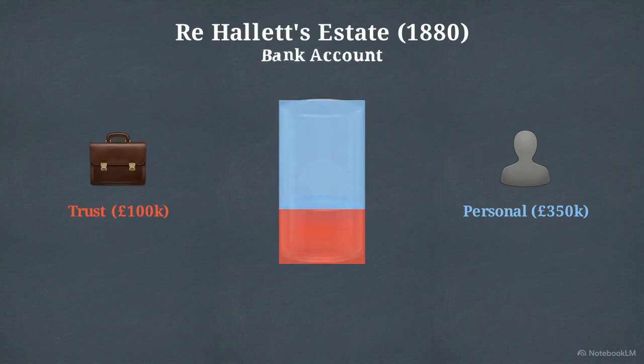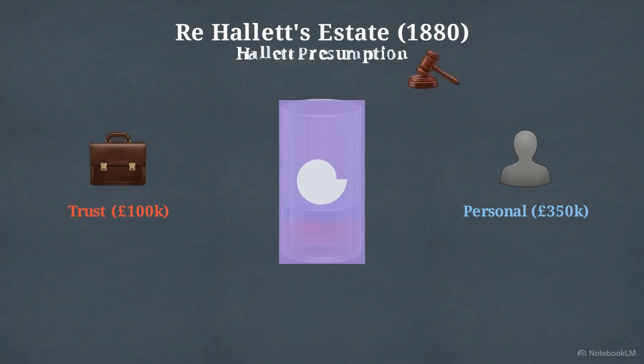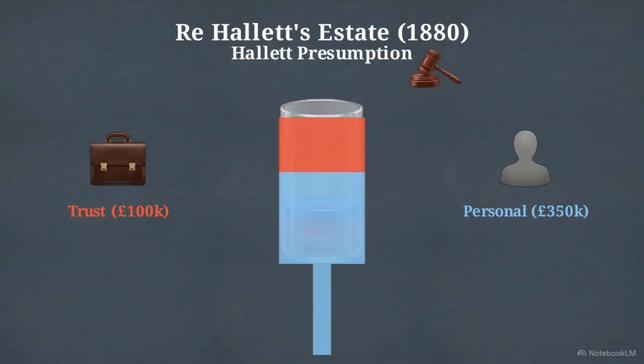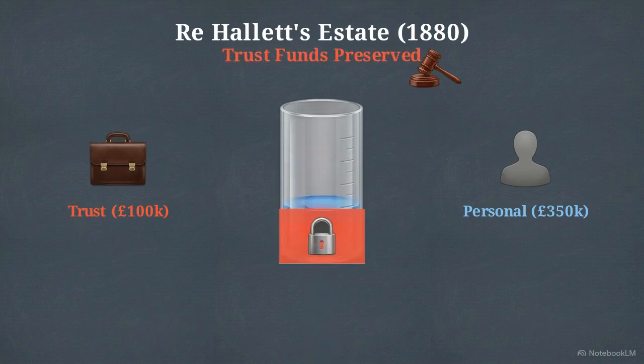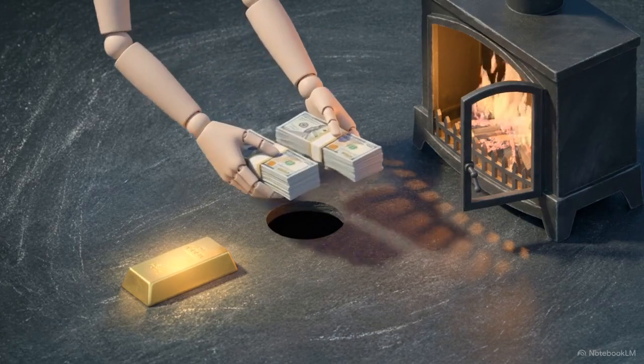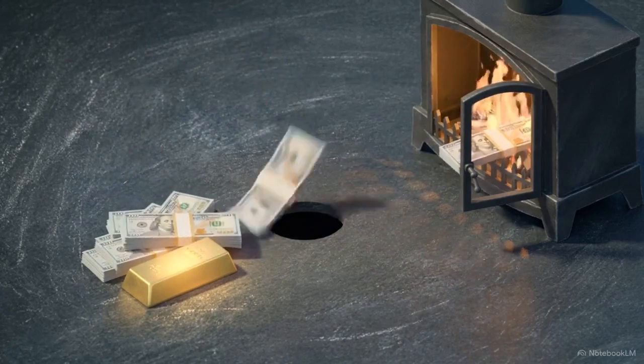To untangle this, equity relies on legal presumptions. The court presumes a guilty trustee spends their own personal money first, preserving the trust funds in the account as long as possible. But what if the trustee withdraws money, makes a profitable investment, and then dissipates the rest on worthless expenses? Applying Re Hallett strictly would leave the trust with a balance of zero.